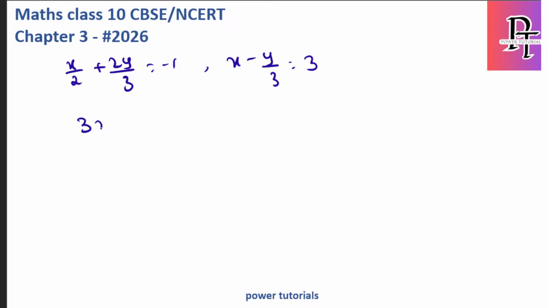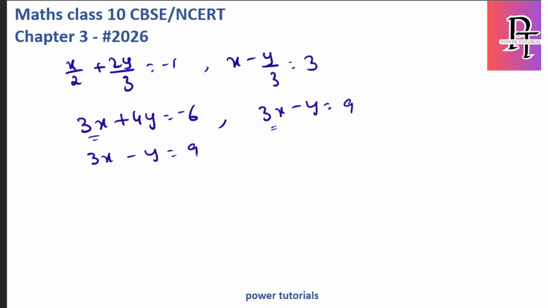This becomes 3x plus 4y is equal to minus 6. Second equation is 3x minus y is equal to 9. How did I do this? I just took LCM on both sides. Okay, so simply I can say x coefficients in both are the same. So I will do subtraction to eliminate the x variable, minus plus minus. So these get cancelled. 4 plus 1 is 5y is equal to minus 6 minus 9 is minus 15. I got the y value as minus 3.